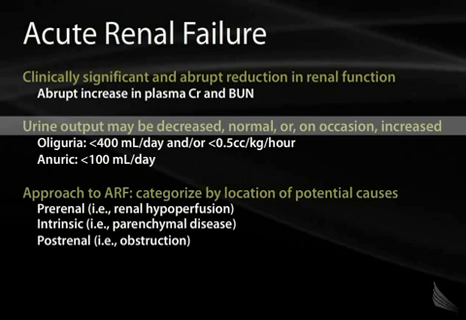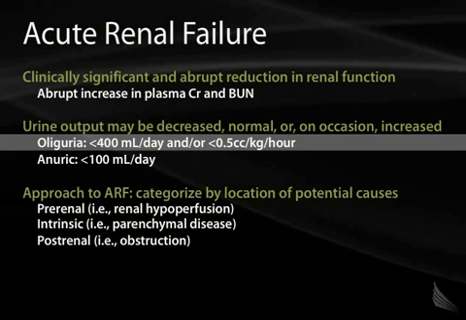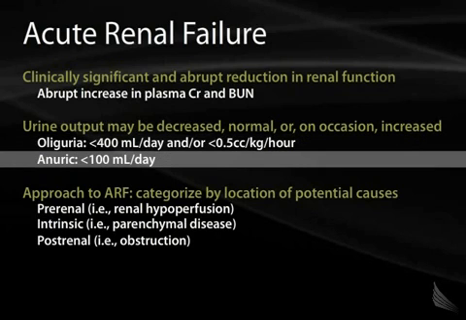Important definitions to remember are oliguria is defined as less than 0.5 cc's per kilogram per hour, or for a normal size individual, less than 400 mLs per day, and anuria is defined as less than 100 mLs per day.